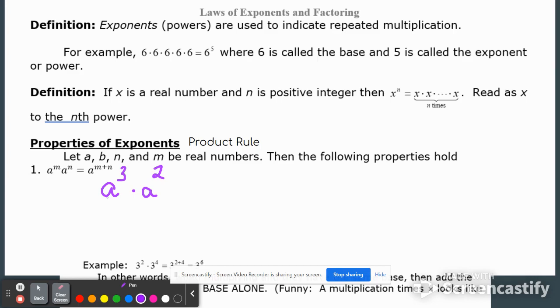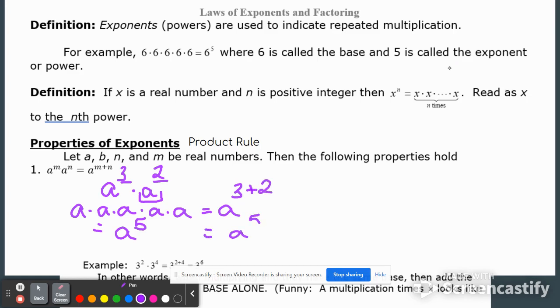I'm going to draw this out. It could have actually been, instead of a to the third, a times a times a, and then a squared would have been times a, because remember this number in the exponent is telling us how many times I'm multiplying a times itself. So here I can obviously see that's going to give me a to the fifth power. The cool thing is I could have just used the rule, a to the third plus 2, and that would have still given me a to the fifth.